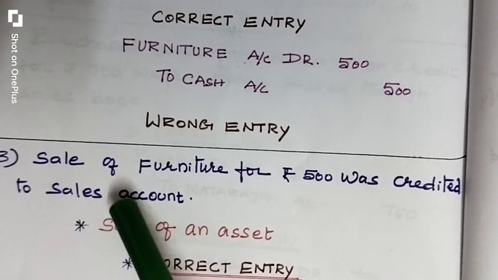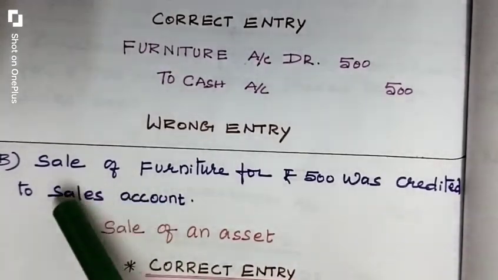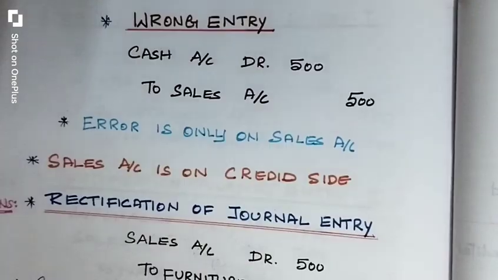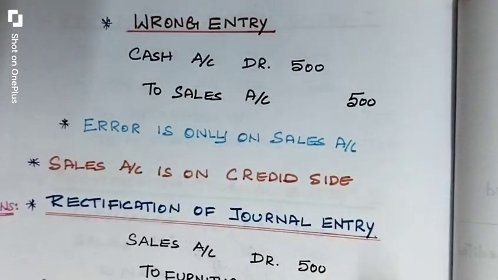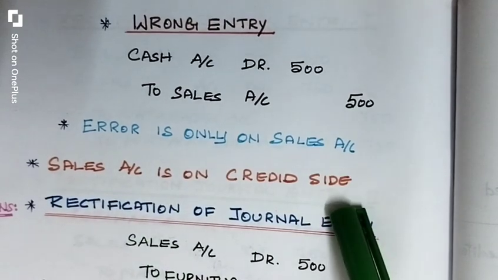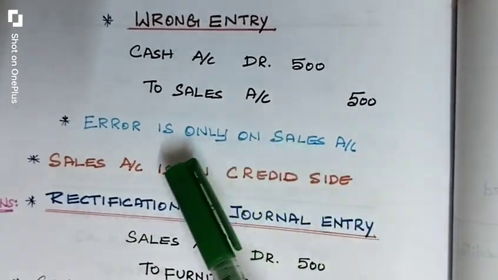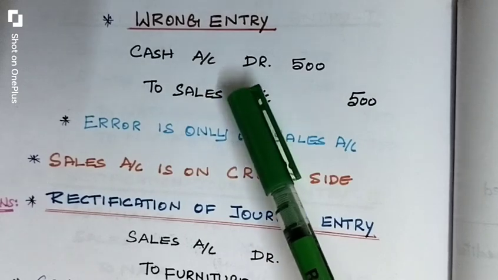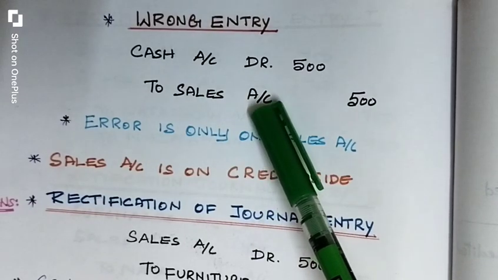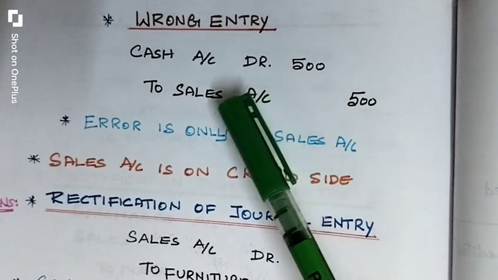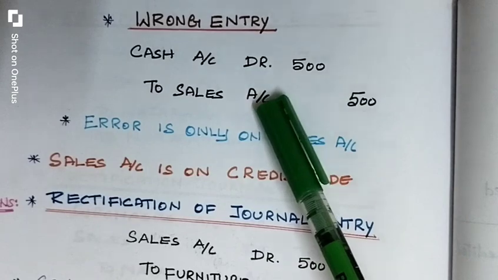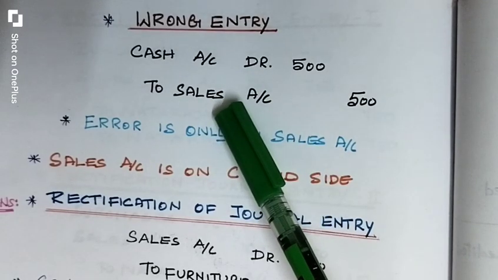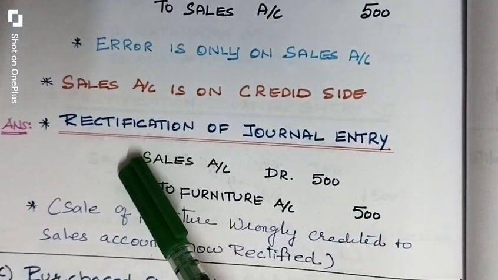So where is the error? Sales account is the error. Where is the sales account? Sales account is on the credit side. So we found the error: it is only on the sales account, which is on the credit side. How can we rectify it? We have to debit the sales account. Where is the sales account? On the credit side. It is to be debited. Then only the error will be rectified. So this is the answer.